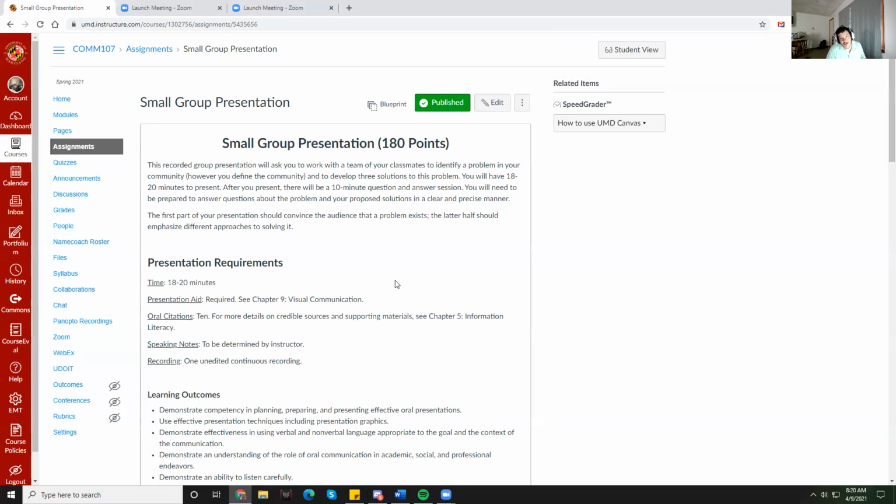But what you need to do is identify a problem that is occurring in the world and create 3 potential solutions to that problem. And so it can be a problem in a local place.